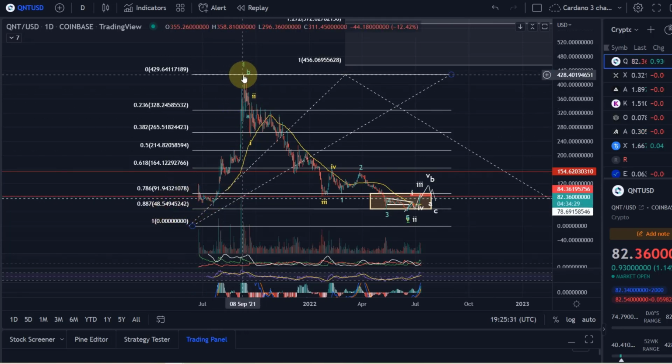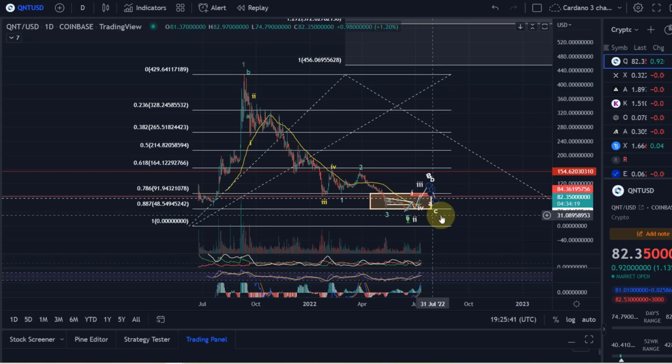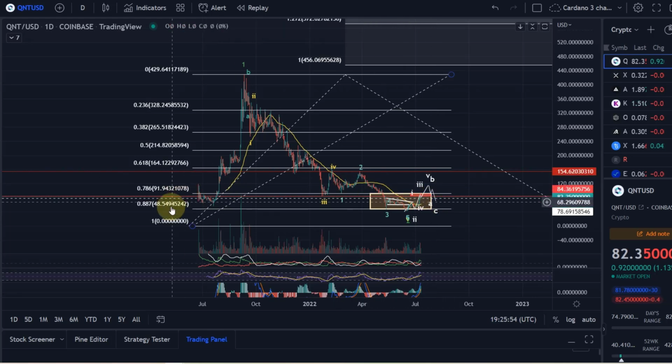Here, first impulse to the upside back in September 21, all-time high at around $430. It then came down in an ABC pattern, in a 5-wave move, then in the wave C to the downside here. We are in the 5th wave, maybe already complete now, and we're going to zoom in a minute, which means the overall correction could be over, or we are very, very close to completing the overall correction.